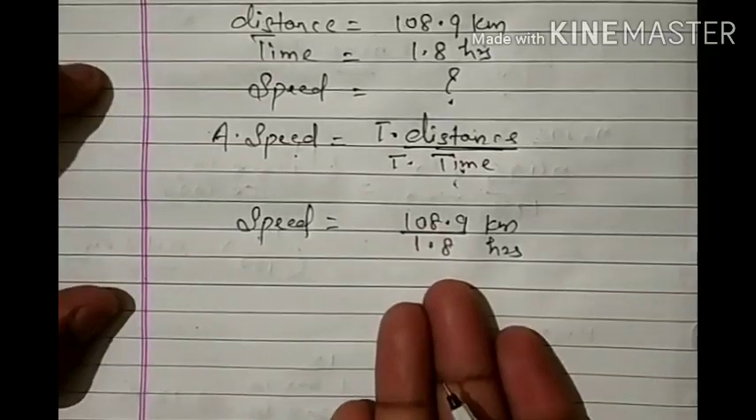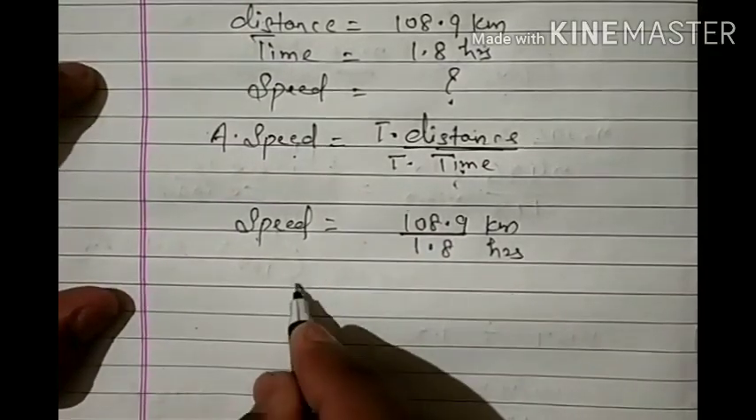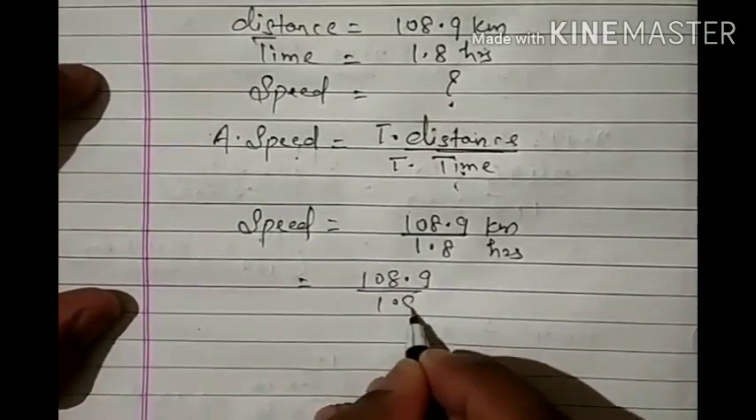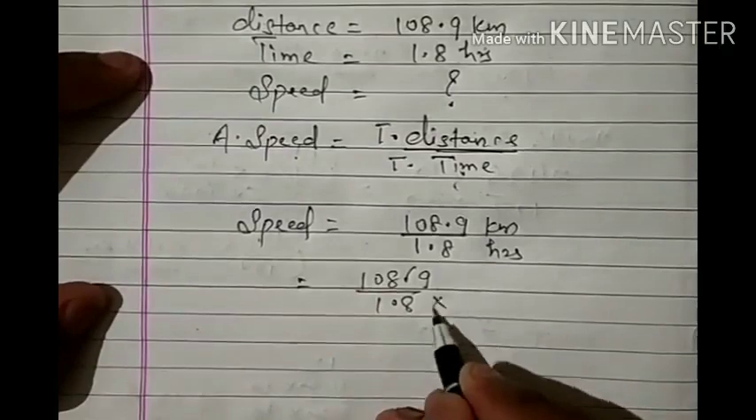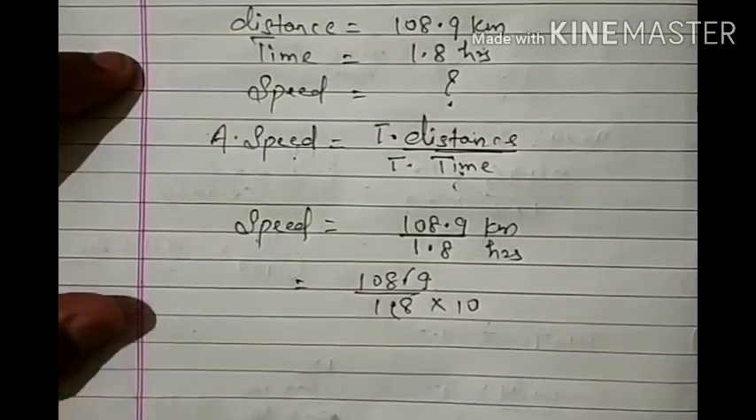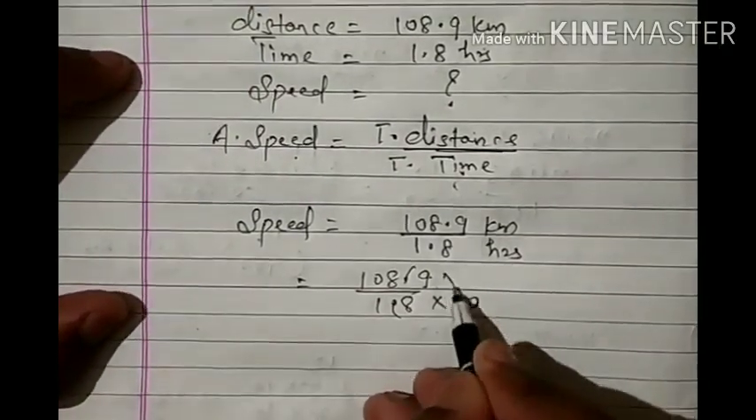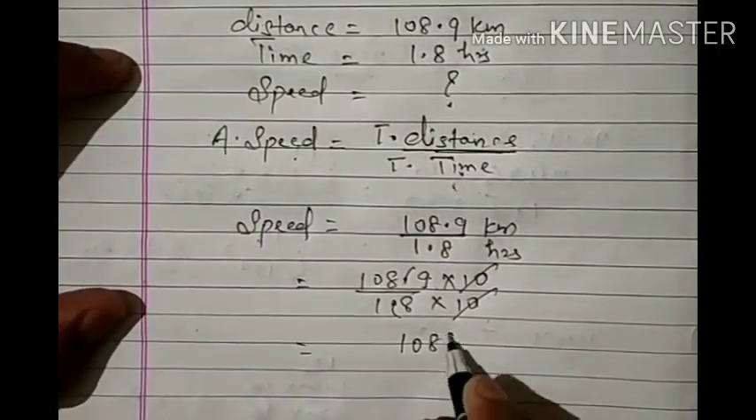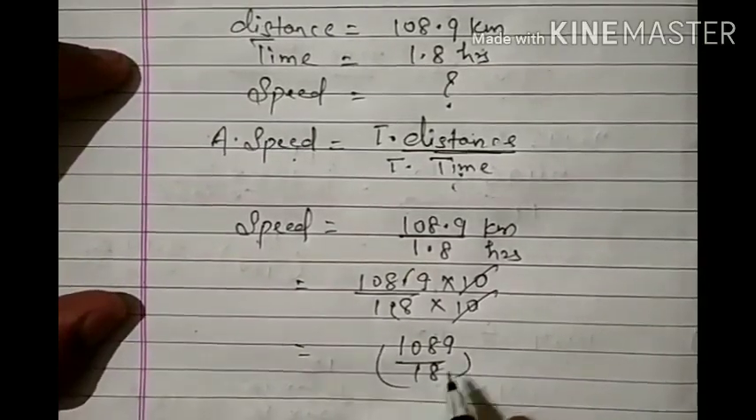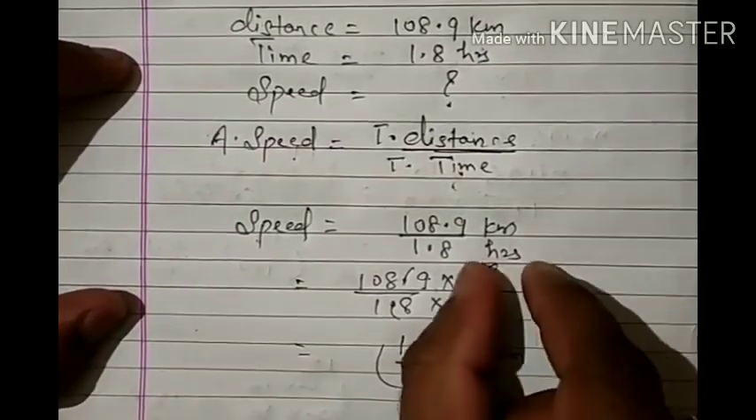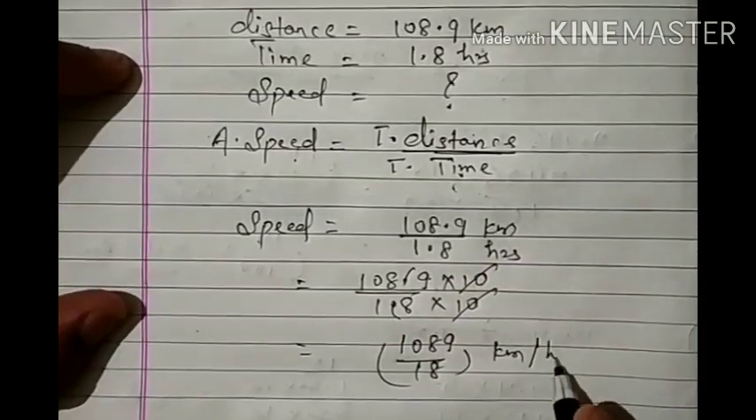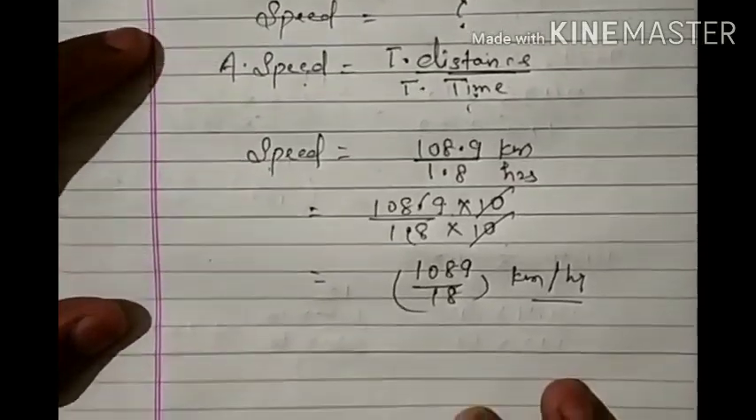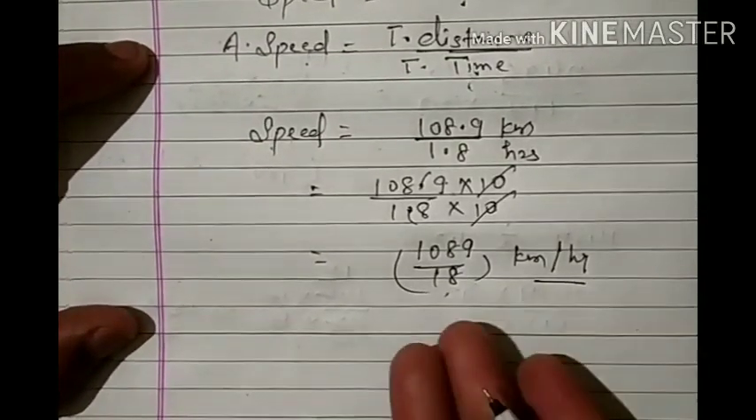You all know how to solve this type of question. I have taught you earlier. Simply we will write 108.9 divided by 1.8. When we remove the decimal, what do we get? Ones, tens. And here when we remove the decimal, ones, tens. 10 will cancel out 10. We are left with 1089 divided by 18 kilometer per hour. Here we have hour in the denominator, so we can write it as kilometer per hour. That is the SI unit for speed. 1089 by 18.